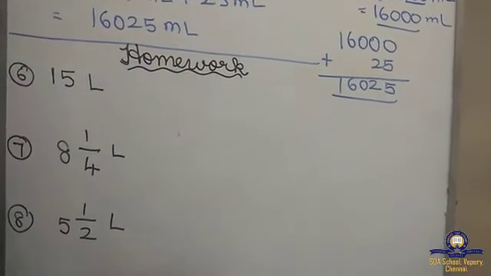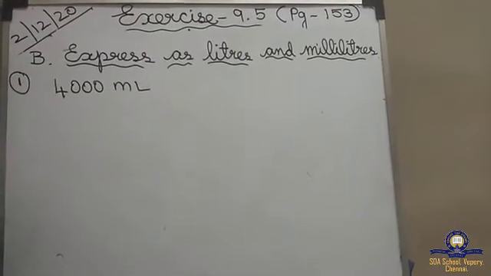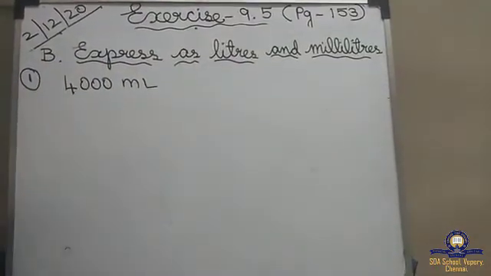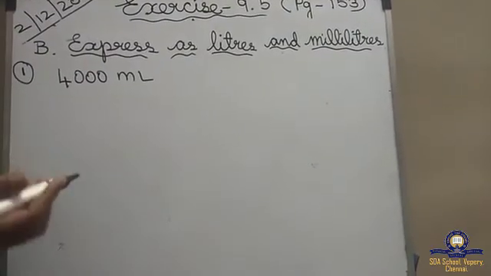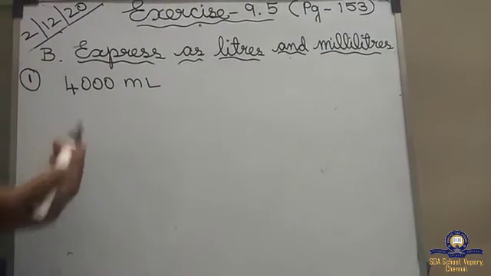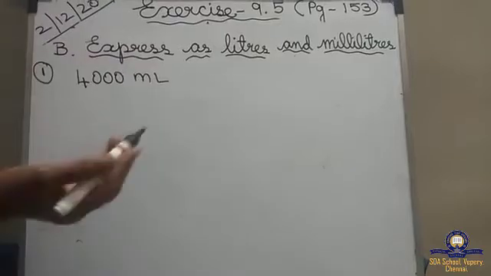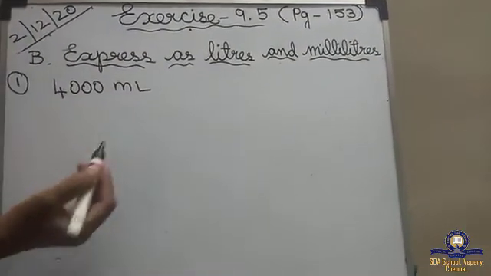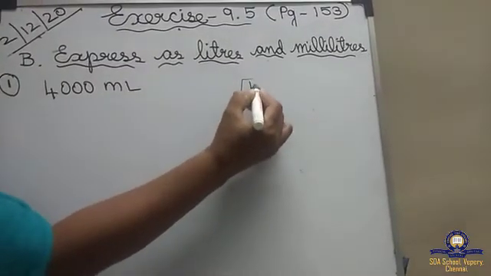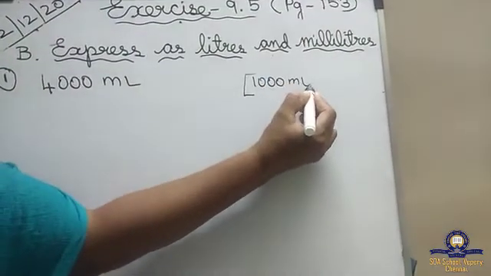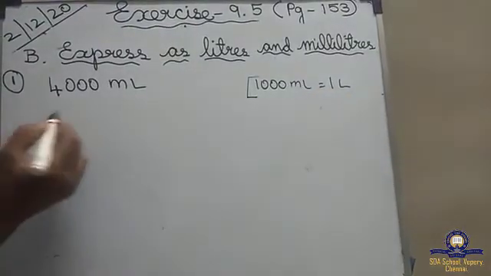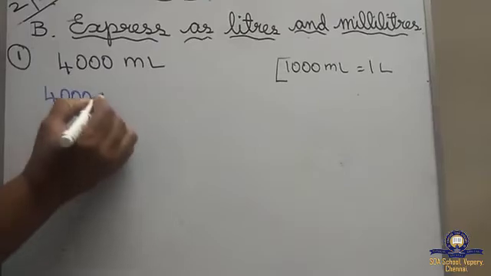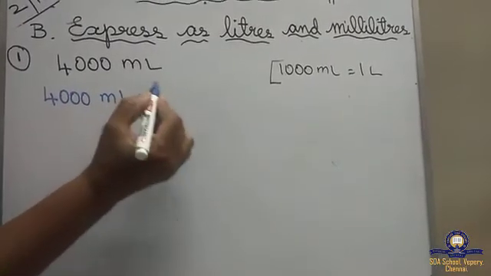Okay, children, we'll see the B1. Express as liters and milliliters. Like the previous exercise, only the same thing, only this liter, milliliter will be changing. Okay, children. So now here milliliter is given. You have to convert into liter. So 1000 milliliter is equal to what, children? 1 liter. 1000 milliliter is equal to 1 liter. So what we have to do? 4000 milliliter is equal to what, children? What will come, children?